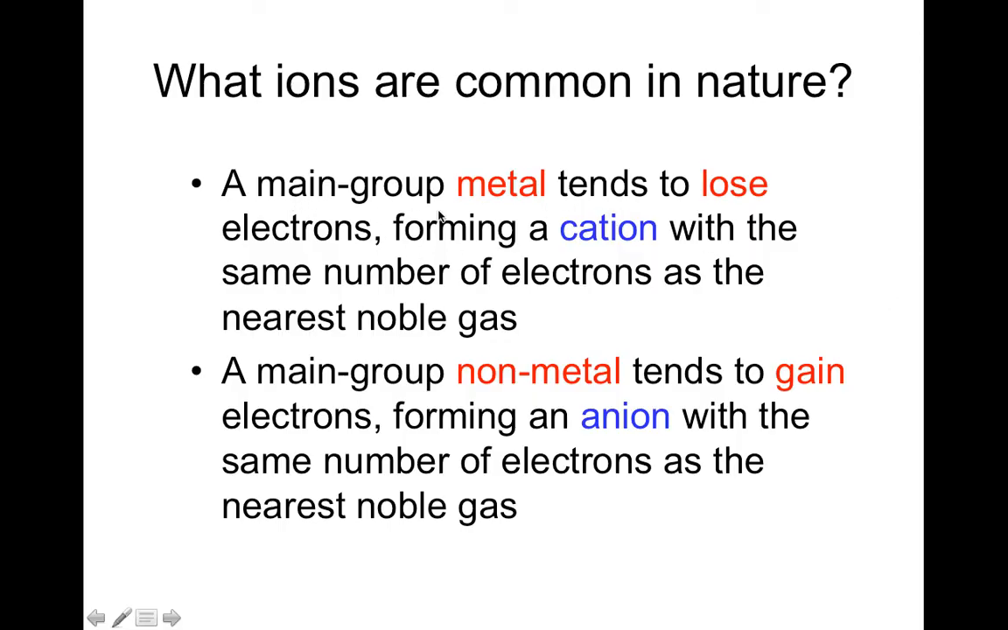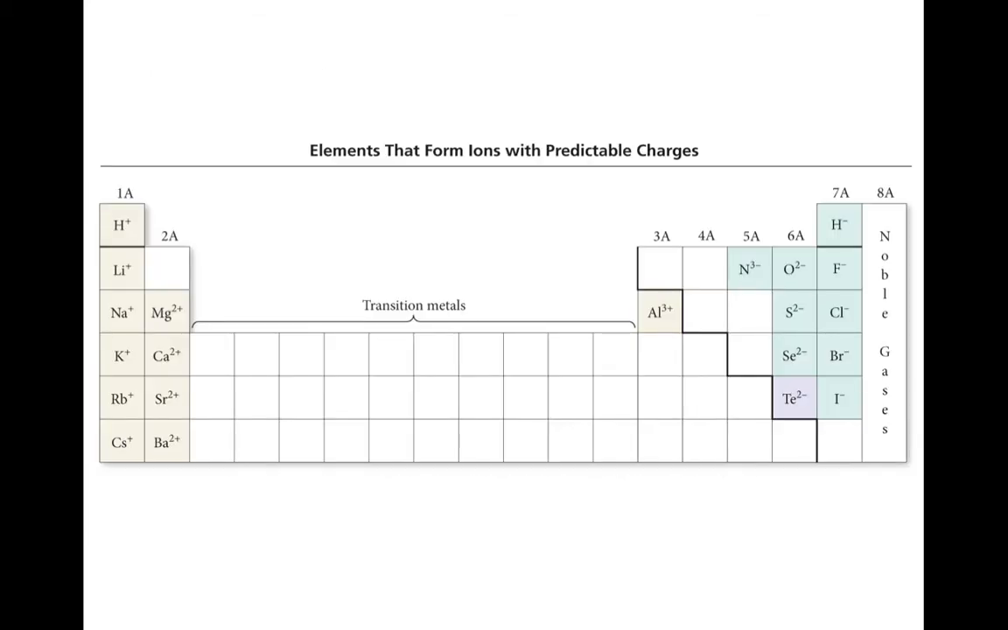Again, a main group metal tends to lose electrons, and a main group nonmetal tends to gain electrons, forming a cation and an anion, respectively. Finally, what are some elements with predictable charges? This is something that I think you might memorize. It's on page 60, but it also shows up on page 88 or 89 with a little more detail.